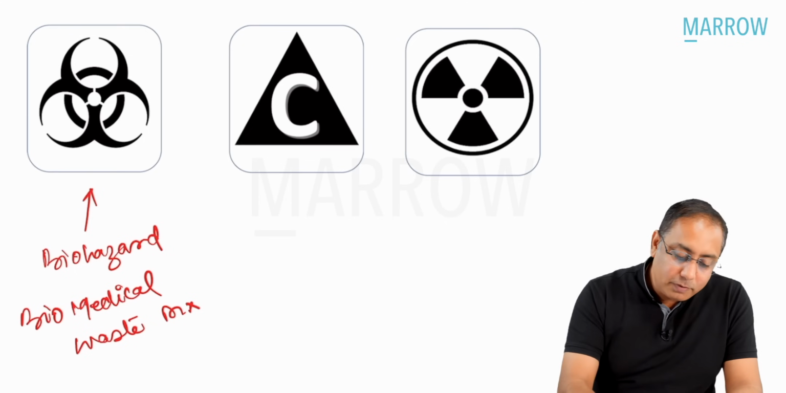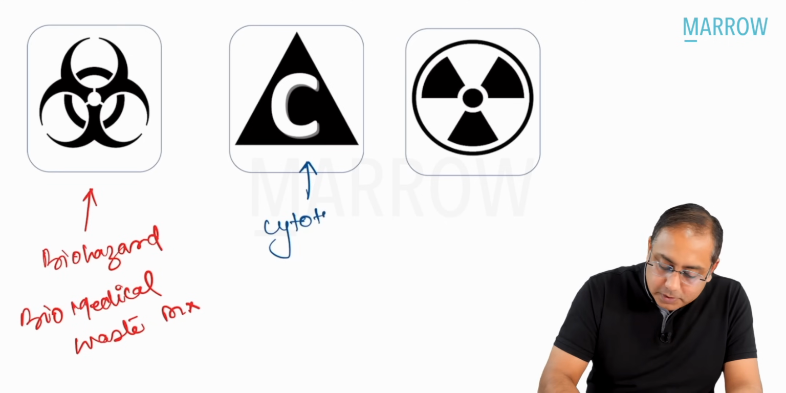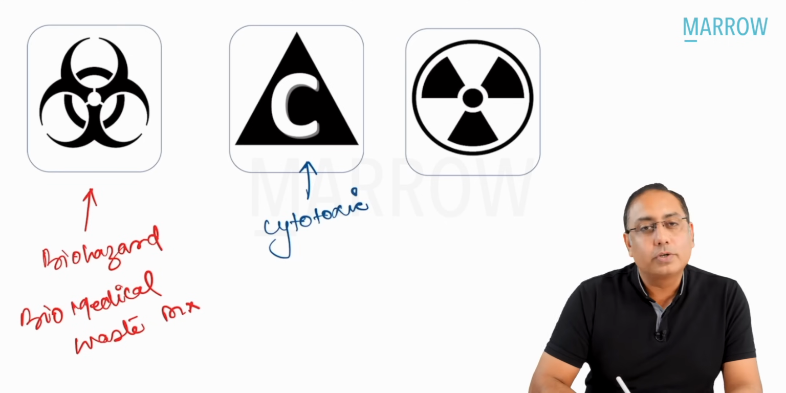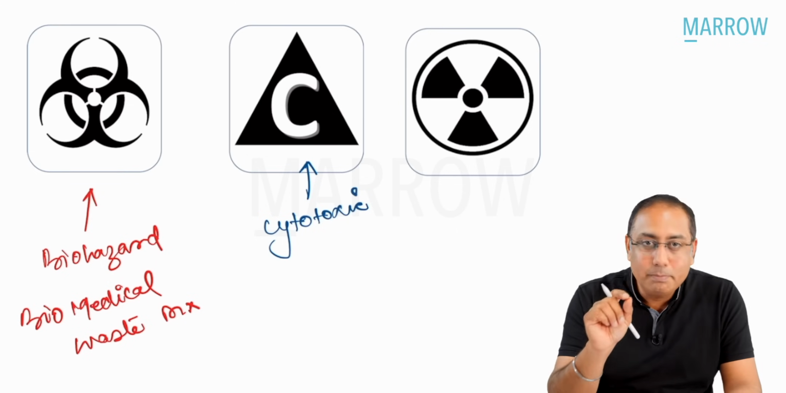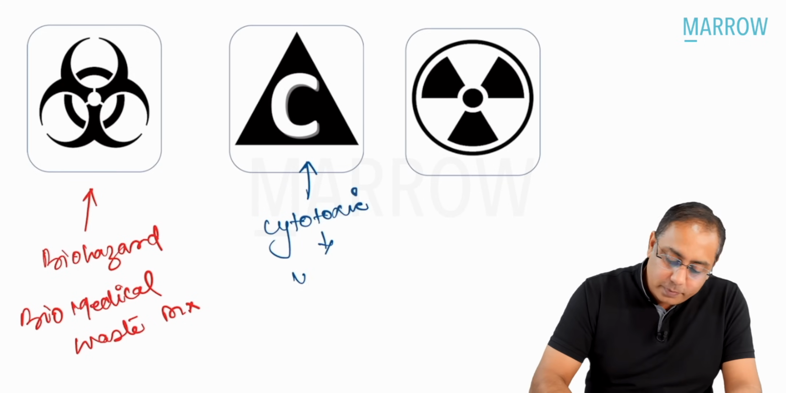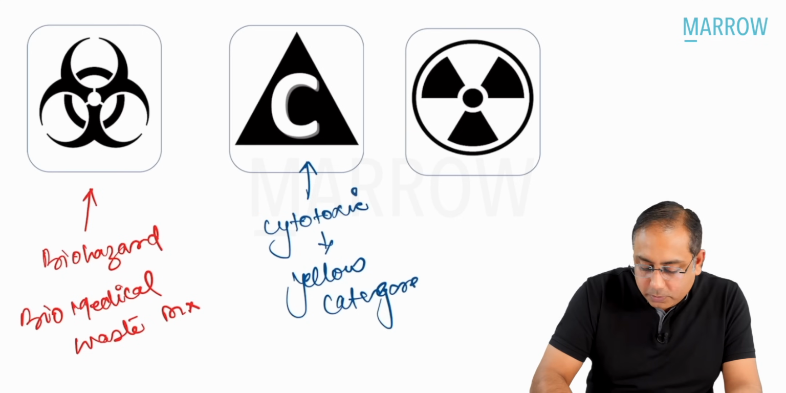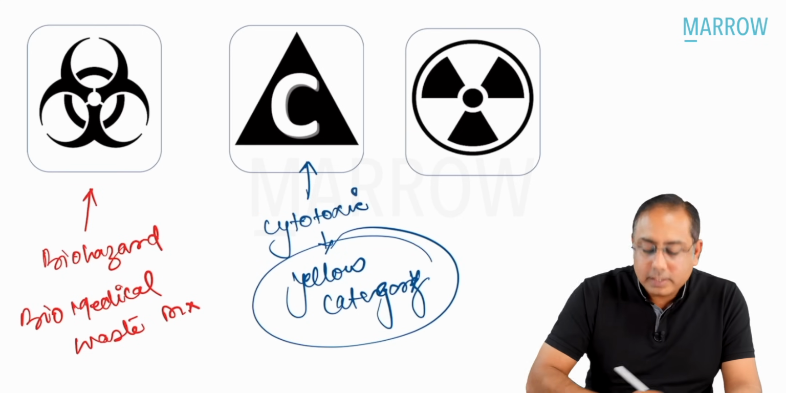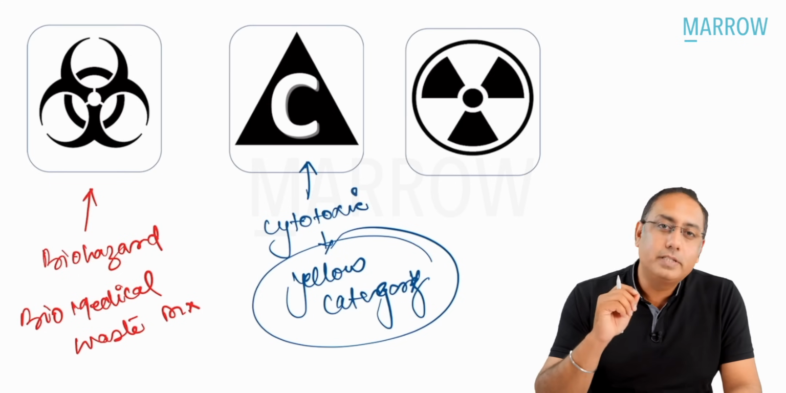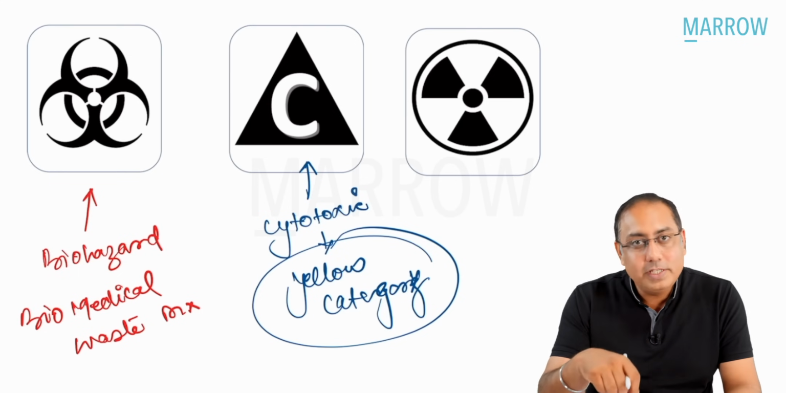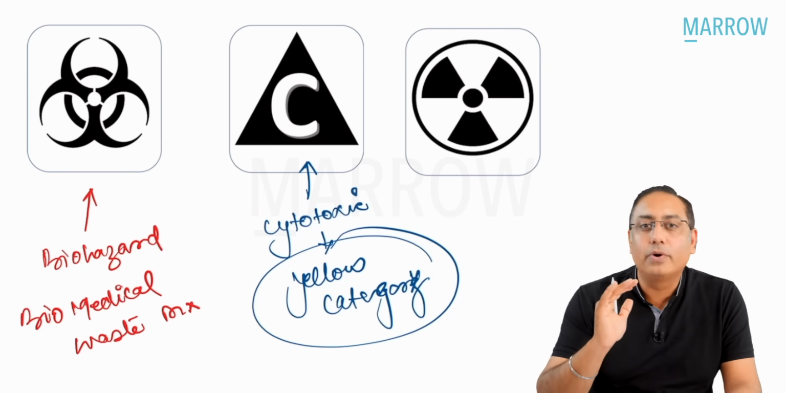On the same principle, we also have a separate symbol which is for the cytotoxic waste. Cytotoxic waste will always have the symbol of a triangle with the letter C, and this cytotoxic waste is again a yellow category. Remember, a lot of times students have asked this. It's a yellow category waste. So cytotoxic drugs, their consumables, their vials, their IV sets, their bottles, everything goes into the cytotoxic category. That is the yellow category.